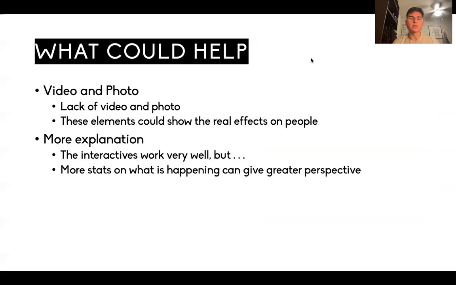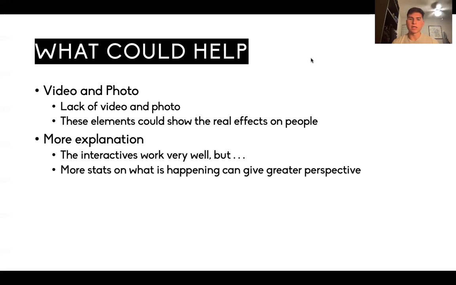I did notice some things I could use a little help with. There was really a lack of video and audio, video and photo I should say. And without these, I feel like I was missing a lot. I was missing the aspect of how this is really affecting people. Again, I had to infer a lot of that. Like I say on the slide, if a photo or video is worth 1,000 words, I feel like that would have helped. And in the explanation, there was a little bit of text at the bottom, but it didn't really give you a whole lot.